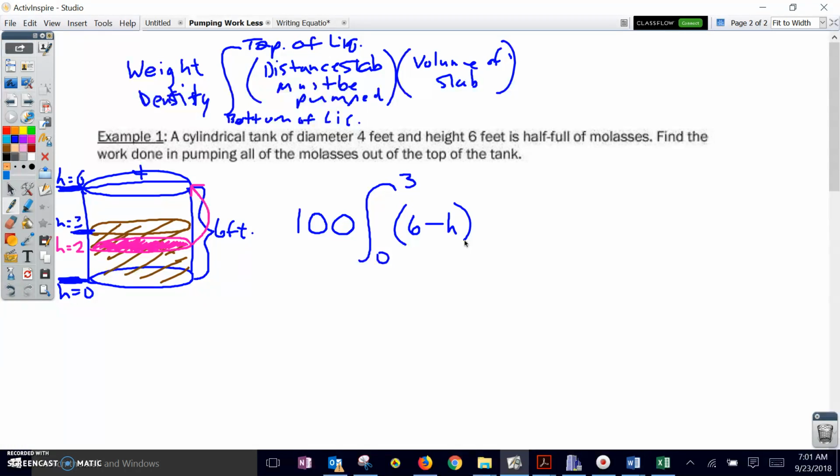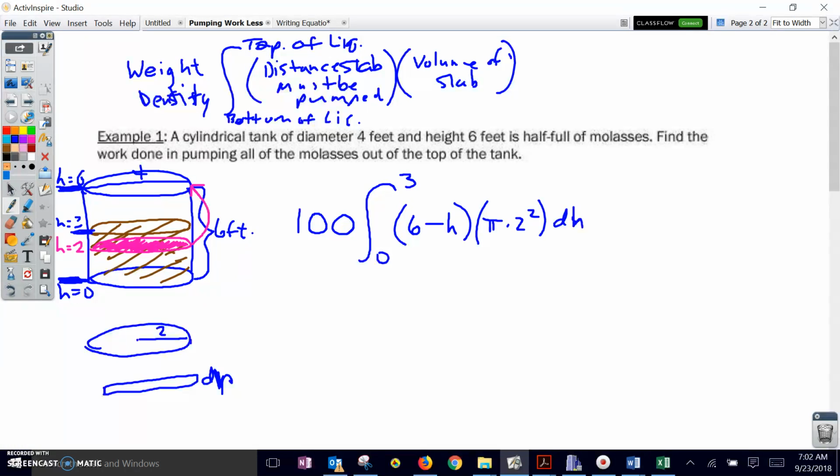And then we need the volume of one of these very thin cylindrical discs. Well, it's got a radius of 2. It's got a thickness of dy. If you look at the slab from the front view, the thickness of the slab is dy. And so the volume of this is going to be pi times the radius squared times the thickness. I'll call it dh since I'm using h as my variable.